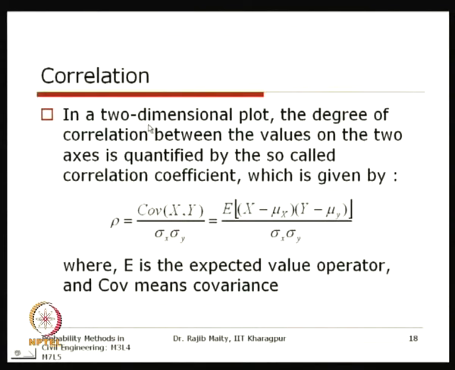Now, if we take only one input, in the case of simple linear regression, the degree of correlation between the values on two axes is quantified by the so-called correlation coefficient, which is given by this equation we have discussed earlier. The correlation coefficient is the covariance between x and y divided by the standard deviation of x multiplied by the standard deviation of y, and the covariance is the expectation of x minus mu x into y minus mu y, where E is the expected value operator and COV is the covariance between these two.